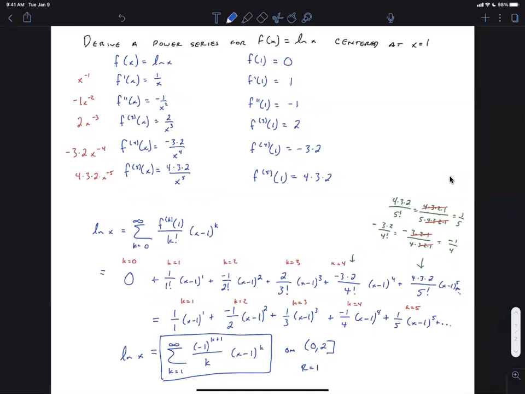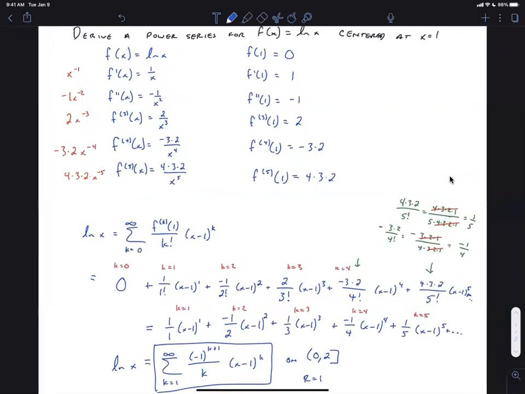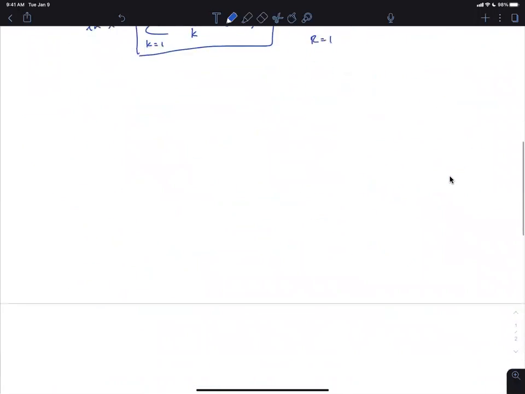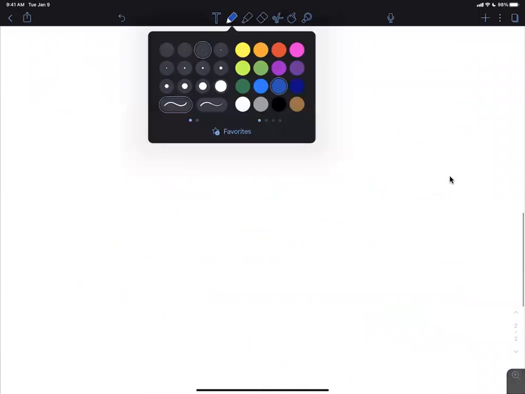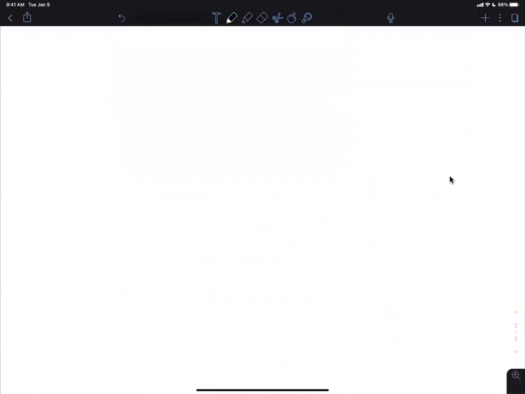All right, so we're going to do one more example like this. It's actually easier than this. And then we're going to do something else where we can go from a series we've already got. So we're going to derive the Maclaurin series for f of x equals e to the x.